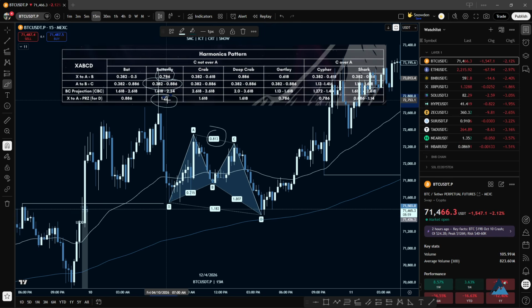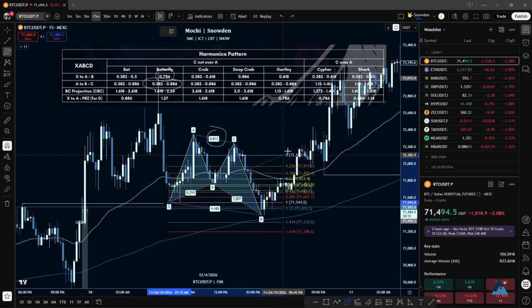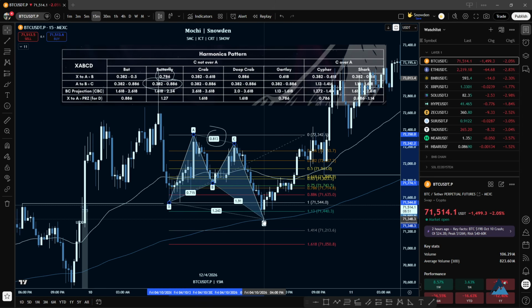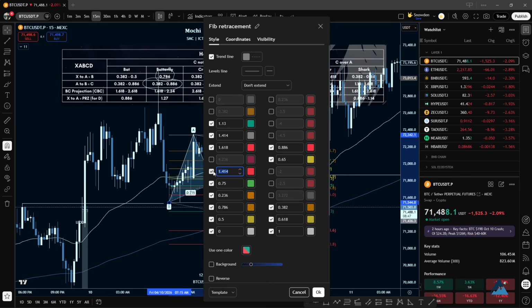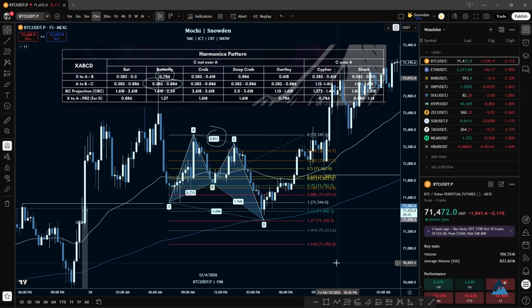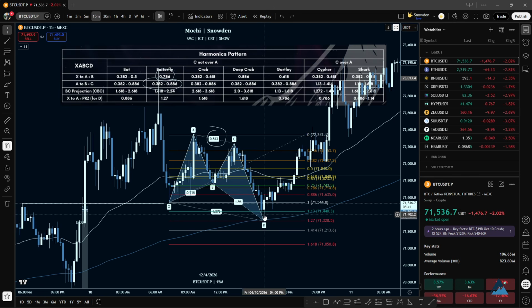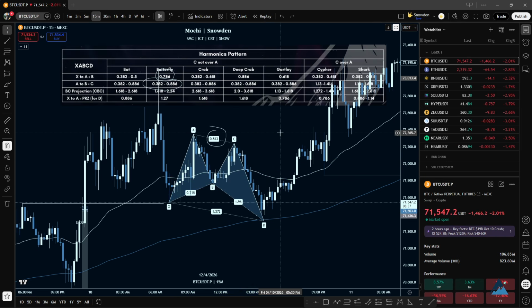Ngayon, 1.27 ang kanyang reversal zone. So, if susukatin ko siya ng Fibonacci from X to A, dapat, bababa ko pa ng 1.27. Lagay tayo, 1.27. Yan, ito dapat reversal zone ko dito. Kaso nga, nauna siya. Pero, double check natin yung ating BC projection.